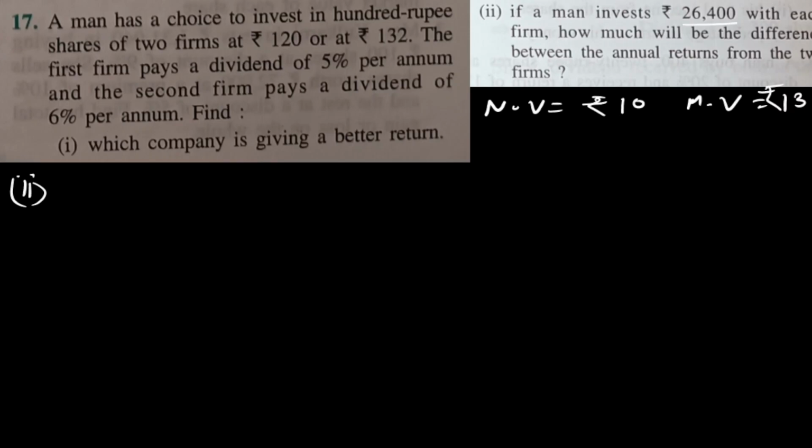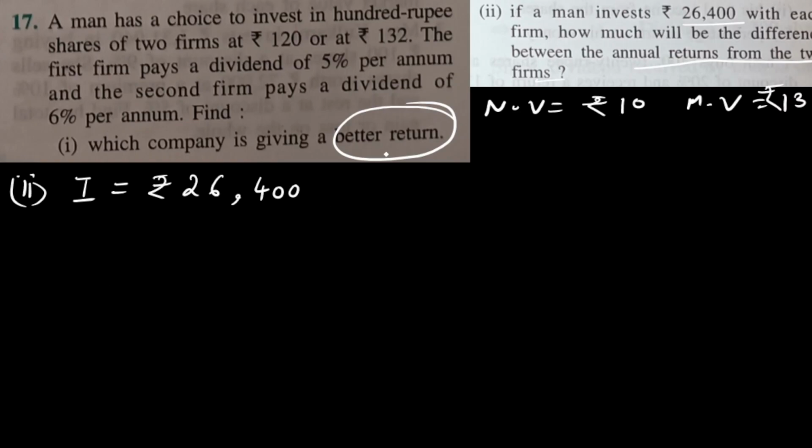If a man invests, so that means investment is given to us. So how much is the investment? It's 26,400 with each firm. With each firm he did investment, right? How much will be the difference between the annual returns from the two firms? So return we have found, right? Return we have already found. So now difference between the annual return we have to find.